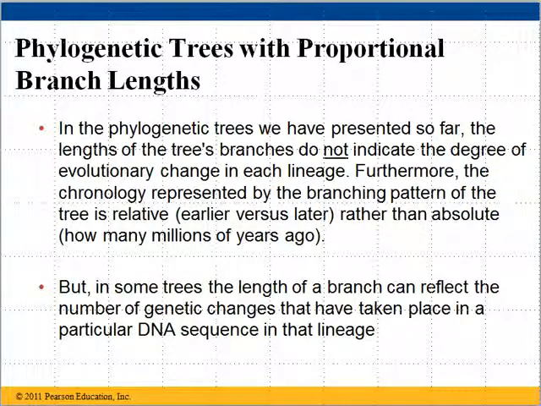Let's pick up where we left off with phylogenetic trees. We had said that in the phylogenetic trees we'd been looking at so far, and in many of them, the length of the tree's branches doesn't necessarily indicate any degree of evolutionary change or any particular time frame. The chronology represented by the branching pattern of the tree is relative. In other words, it just tells you this comes after this, or this comes before this, or this comes earlier or later. It's not absolute. It doesn't tell you this occurred 200 million years ago or 50 million years ago or anything like that.